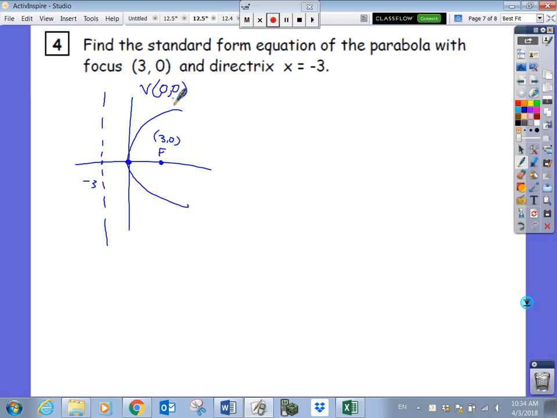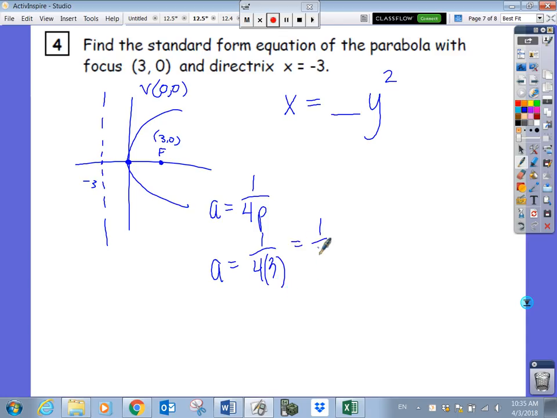And we know it's going to open side to side because of where the vertex, the focus, and the directrix are. So we know it's going to be an x equals y squared. So x minus h, h is 0, so x equals a, which we've got to figure out, times y squared. And we figure out a the same way. A is equal to 1 over 4p. A equals 1 over 4 times 3. So 1/12. It opens to the right, which is positive, so 1/12. And there's your answer.